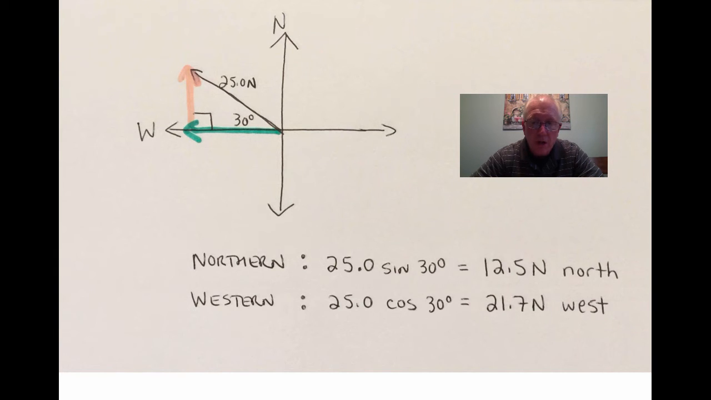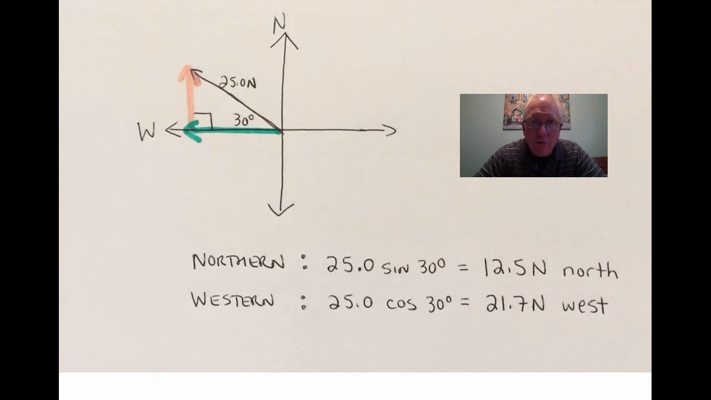To emphasize what I've said earlier, you have to make sure your calculator's in degree mode, or you're going to get some answers that aren't going to make a lot of sense if you're in radian mode. Okay, the western component over here, since it is adjacent to the angle, will involve the cosine. So 25 multiplied by the cosine of 30 degrees gives me that western component that I showed you earlier. So there's the resolution of vectors, and we'll be using that a lot. The next thing that we're going to do is add some vectors that don't fit nicely into the nice Pythagorean theorem.